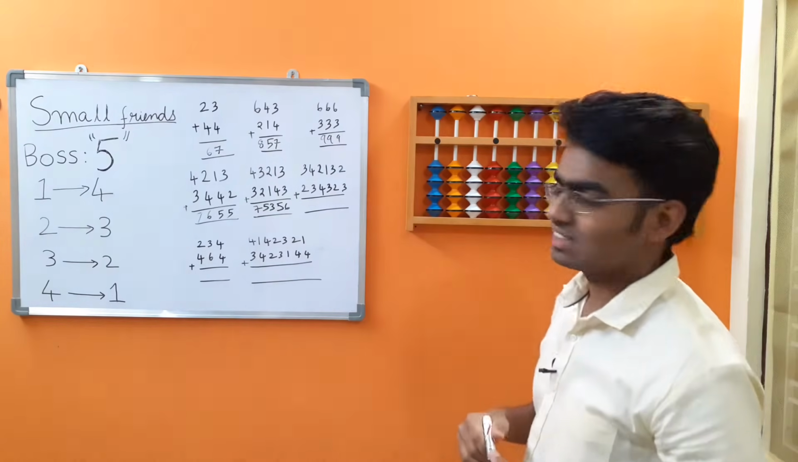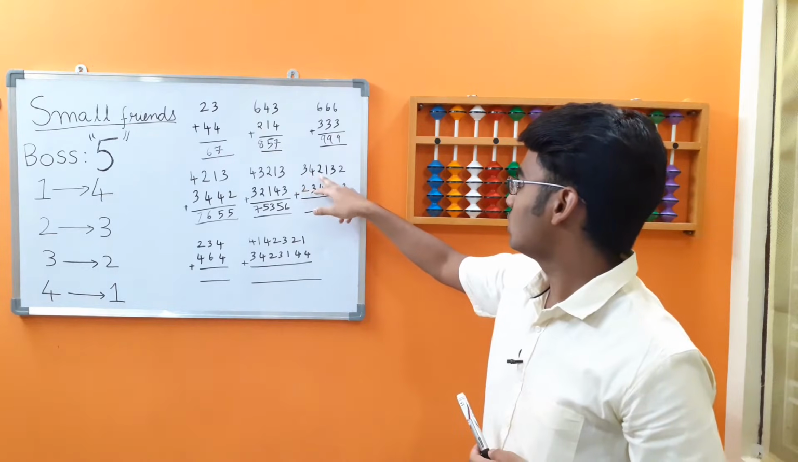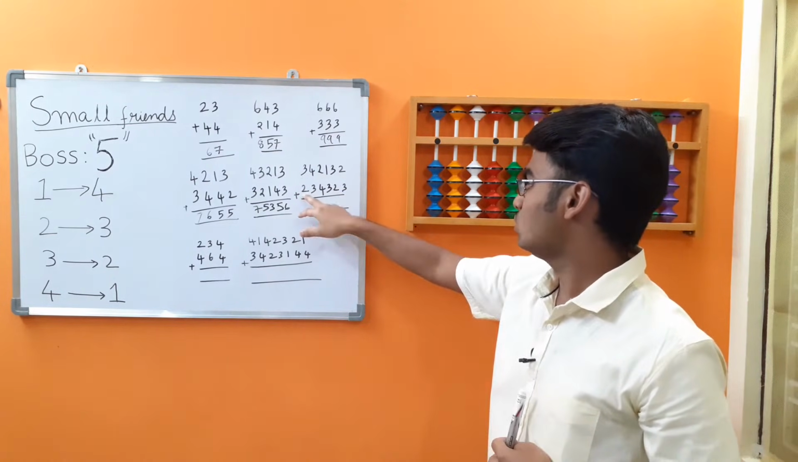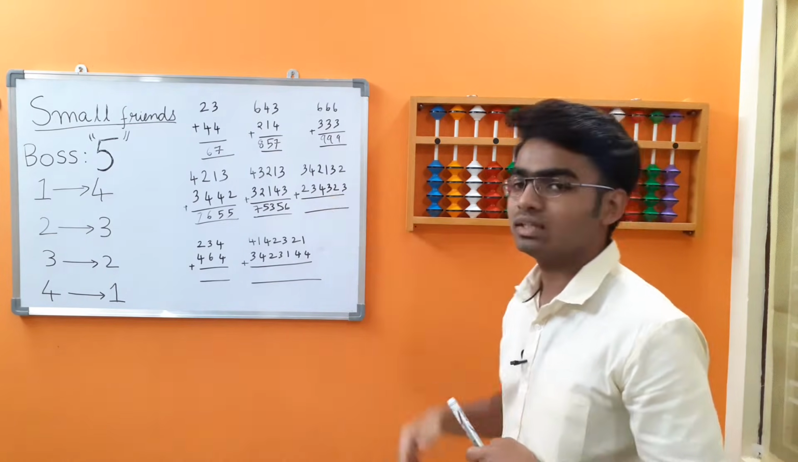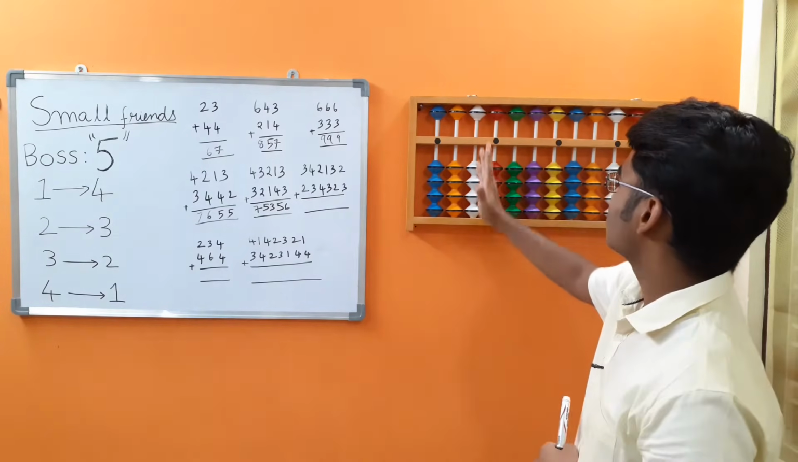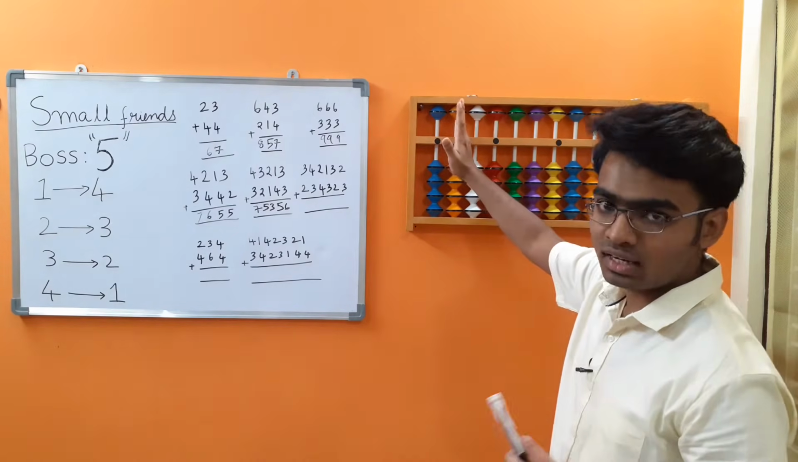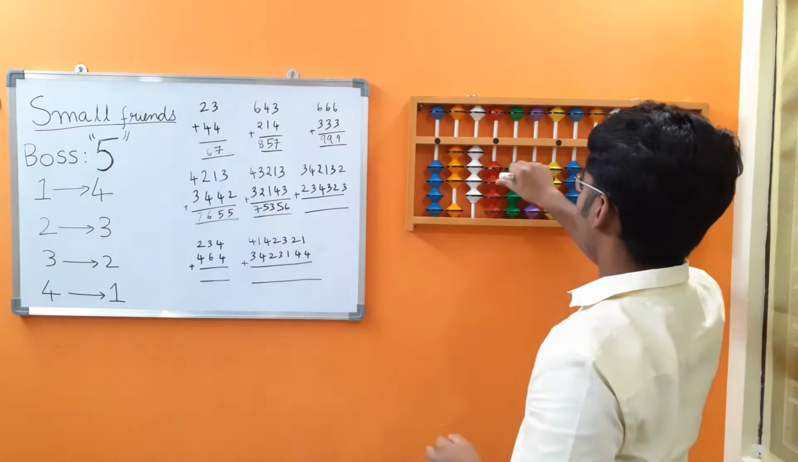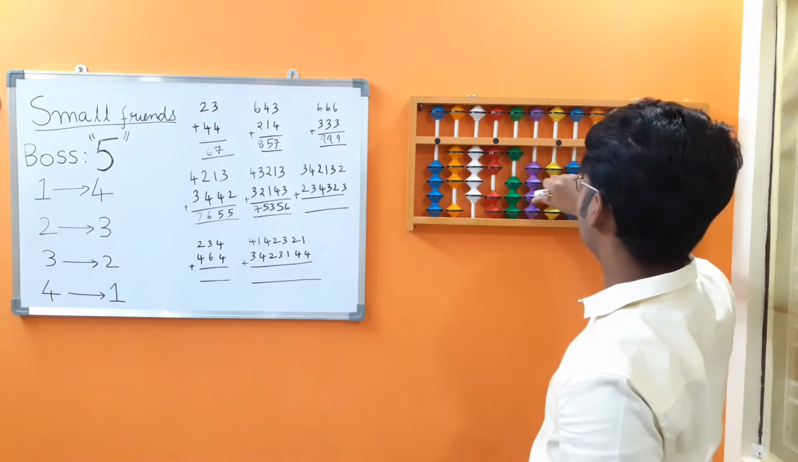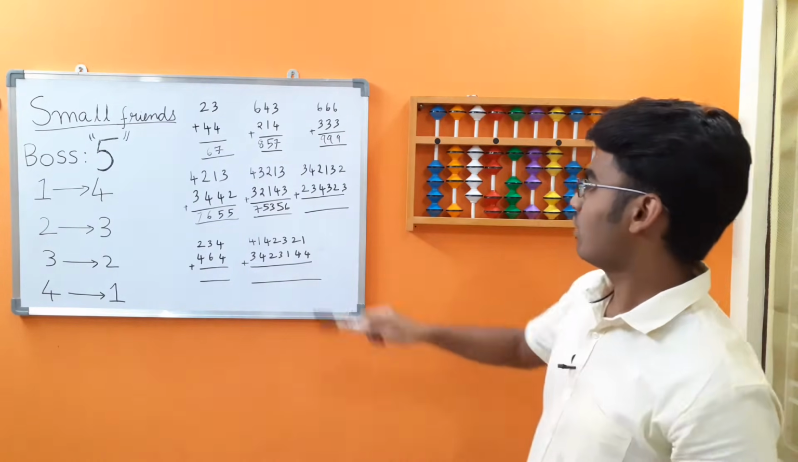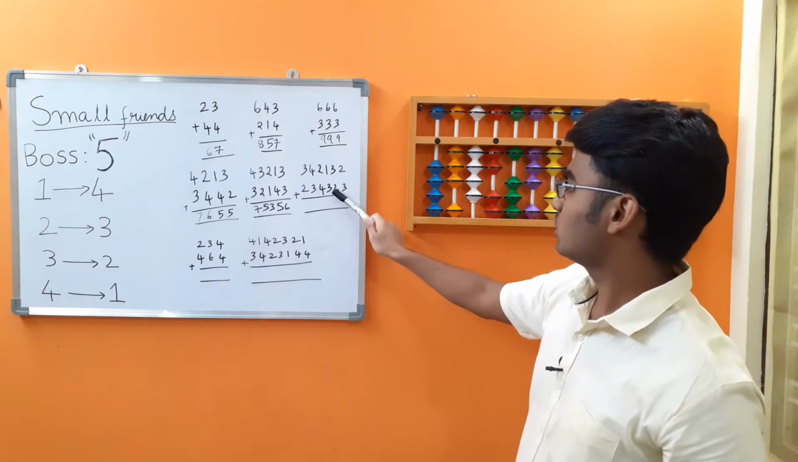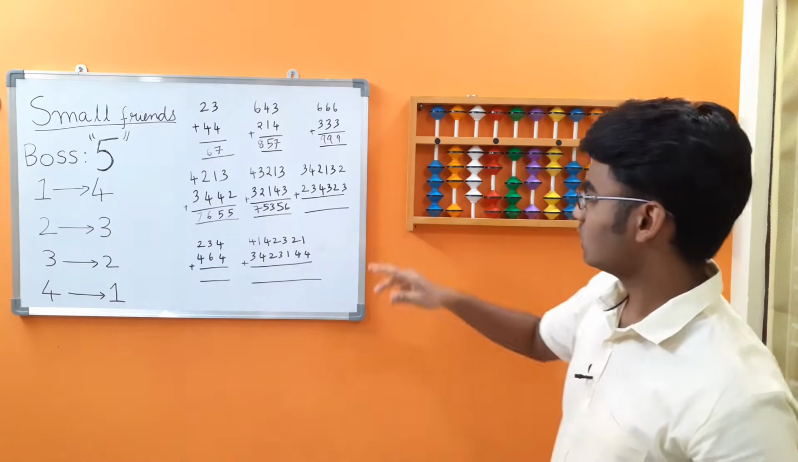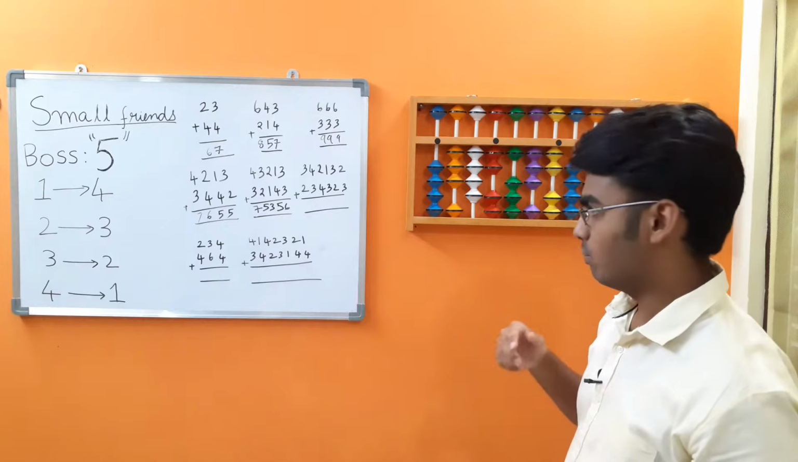Let's get into lakhs. 3,42,132 plus 2,34,323. This was our 10,000s rod, so this will be our 1 lakh rod. 3, 4, 2, 1, 3, 2. We have to add 2, 3, 4, 3, 2, 3. Let's go one number by one number.